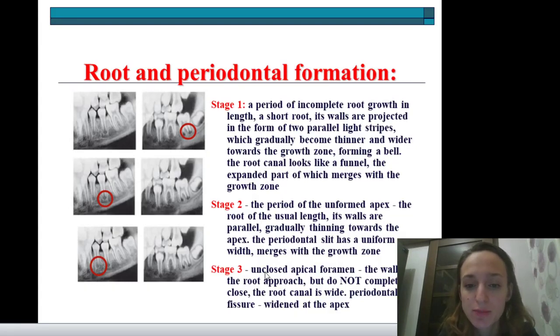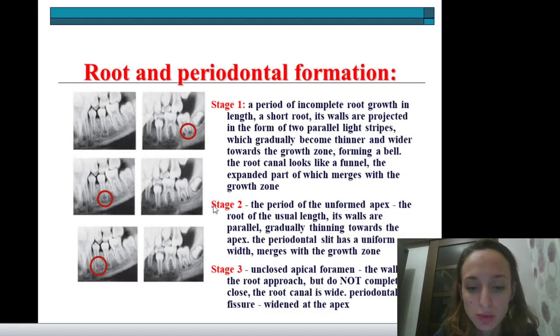Stage number 1 is the period of incomplete root growth. Look please, a short root we can see on the X-ray, its walls are projected in the form of two parallel light stripes, which gradually become thinner and wider towards the growth zone, forming a bell. The root canal looks like a funnel, the expanded part of which merges with the growth zone.